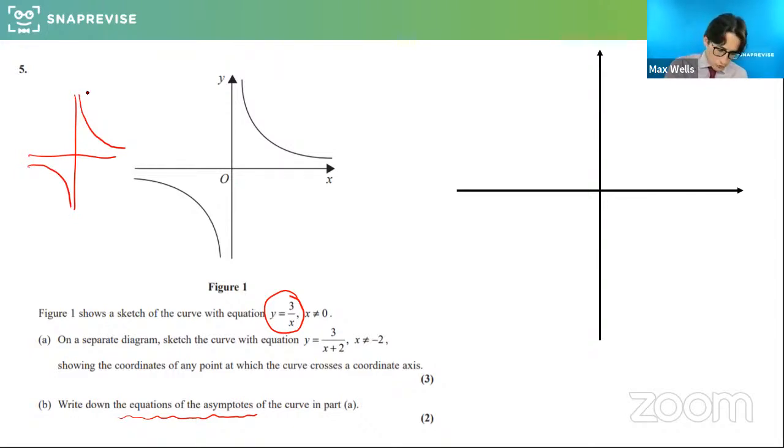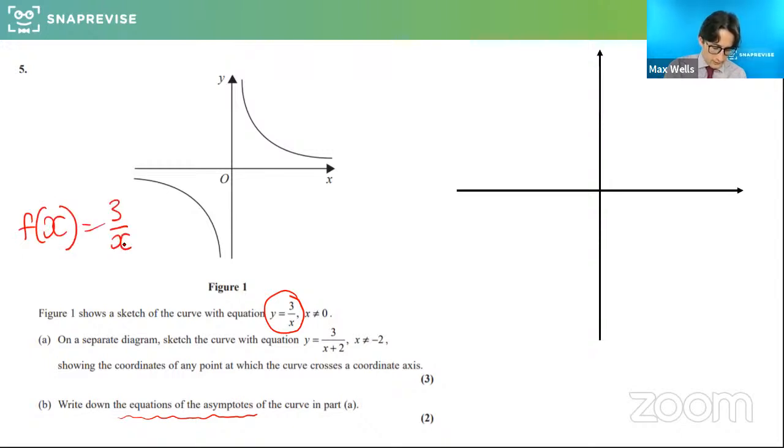The individual points are further out or further in for 3 over x, but it still has the same asymptotes at the axes. So the 3 isn't really affecting this too much. The difference here is the plus 2. If I'm comparing it to 3 over x, so if I think of f of x as 3 over x, then the transformation I'm doing when I have 3 over x plus 2 is that the x plus 2 is happening inside the function.